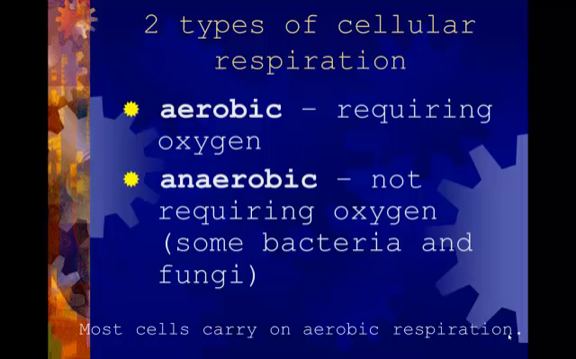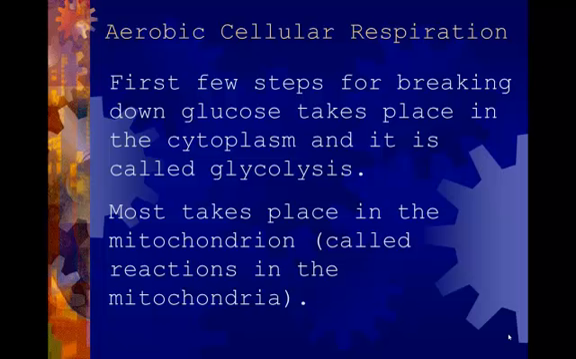And that's called anaerobic cellular respiration, like in bacteria and some fungi. We're going to talk about aerobic first. In aerobic cellular respiration, the first few steps for breaking down the glucose molecule take place in the cytoplasm. So it doesn't take place in the mitochondria. Actually, aerobic cellular respiration begins in the cytoplasm. This particular part of cellular respiration is called glycolysis.